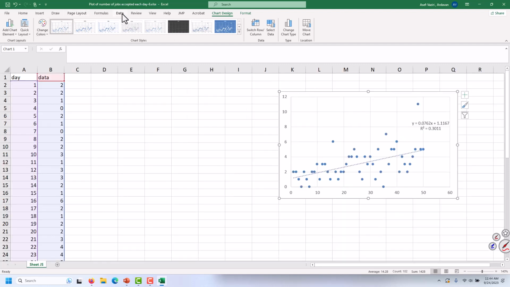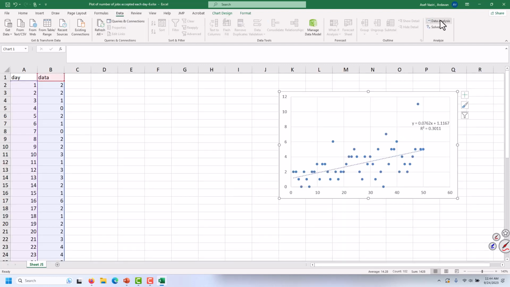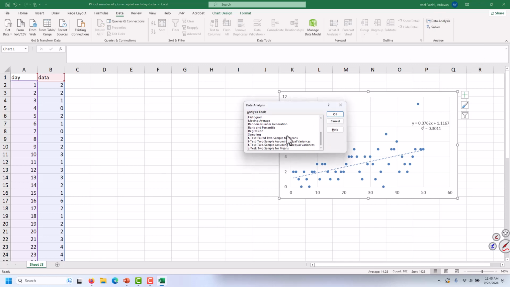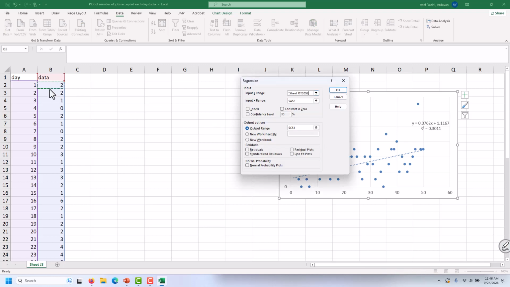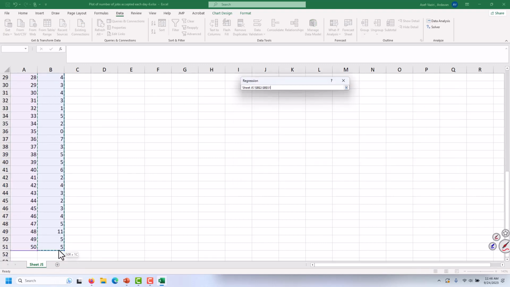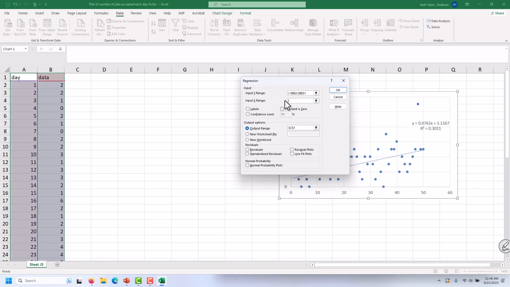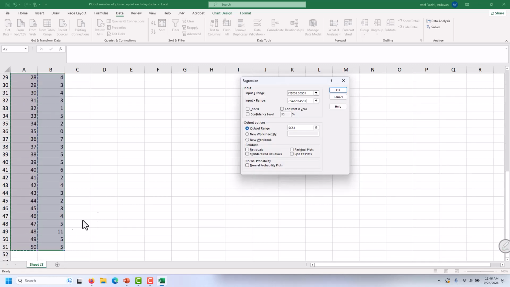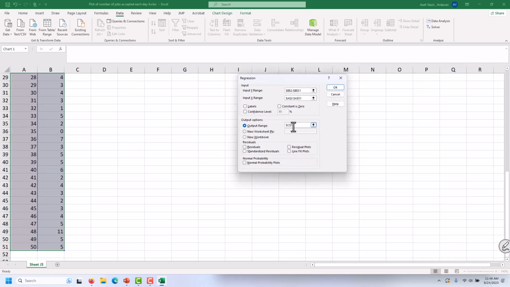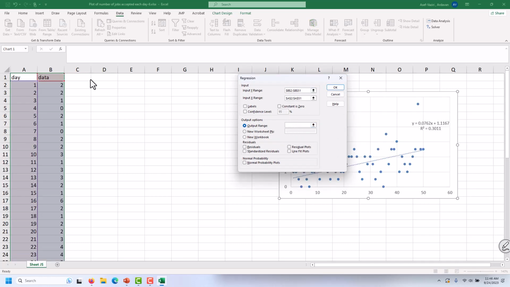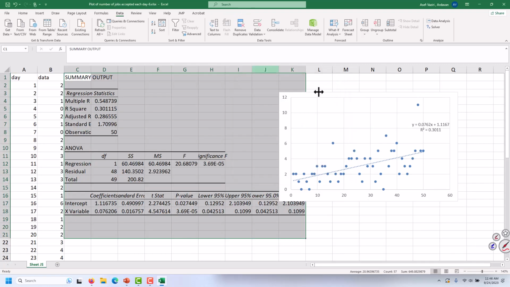The worst way: data analysis. If you don't have data analysis, you can just add it exactly the same way you added solver. Data analysis, go down to regression. Where is your Y range? Here, that is my Y range. Where is your X range? Here is my X range. Do you want the output on a new sheet or on this sheet? I want it on this sheet, here. Okay, and the data is prepared.